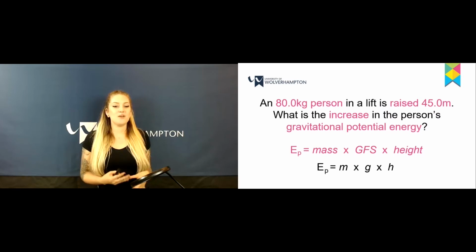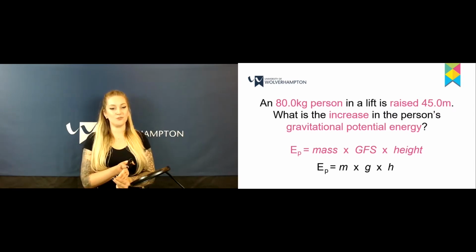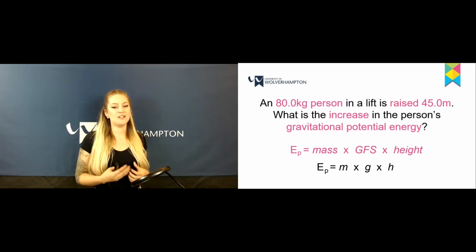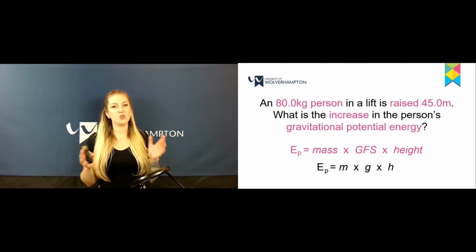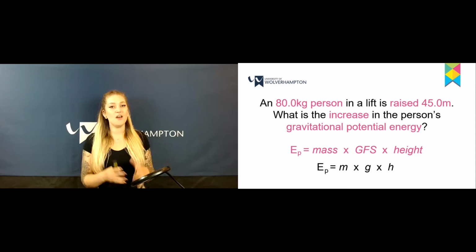An 80 kilogram person is in a lift which is raised 45 meters. What is the increase in the person's gravitational potential energy? Again, using the formula below, try and work it out and press play when you've got the answer.